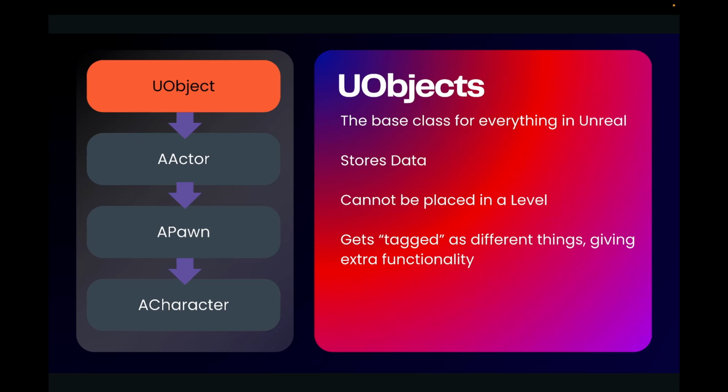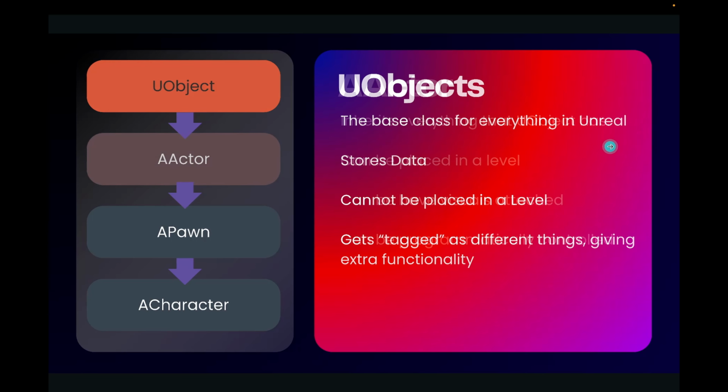Every F vector or F rotator or anything like that, those are UObjects. They're specific classes in Unreal. They can be tagged as different things, giving them extra functionality. Those tags are done through something called macros, which we'll talk more about a little bit later. But just know that everything in Unreal is a UObject. That means if you can do something to a UObject, you can do that to anything else.